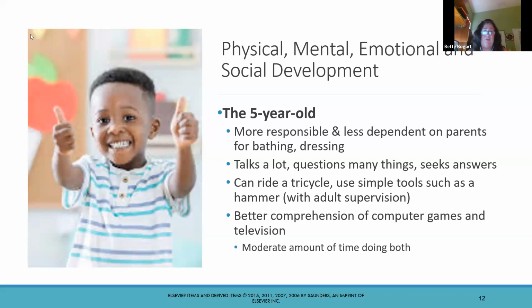They can ride at least a tricycle by now, if not a bike with training wheels, or maybe even without, depending on the kids. I've seen 3-year-olds on bikes without training wheels, and then I've seen other kids at 6 that still have the tricycle. So it all depends. That motor skill, some children take longer, some are not as coordinated, right?